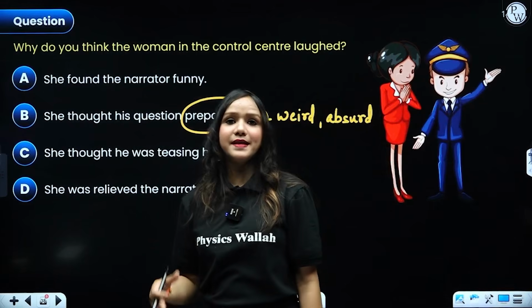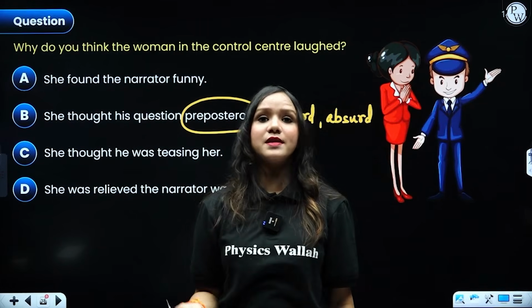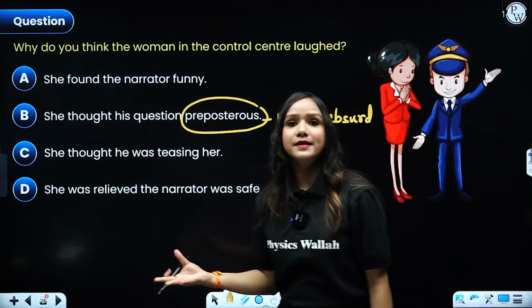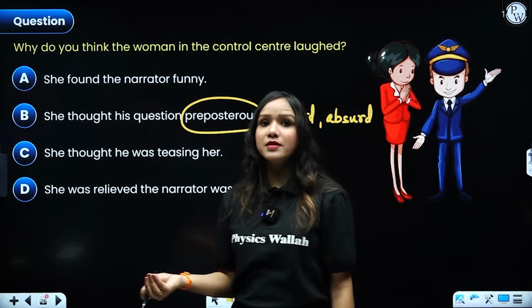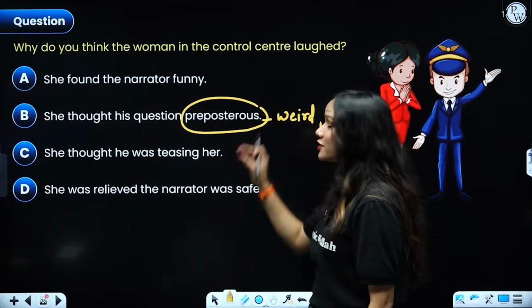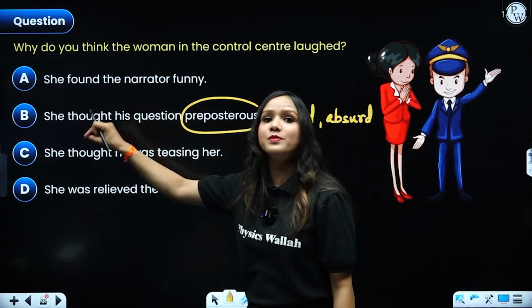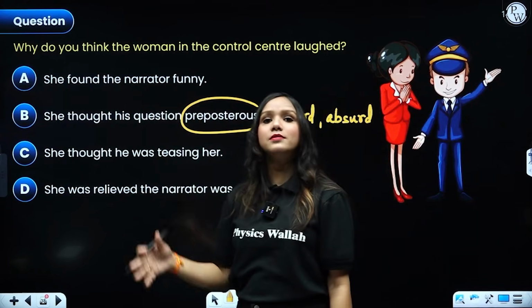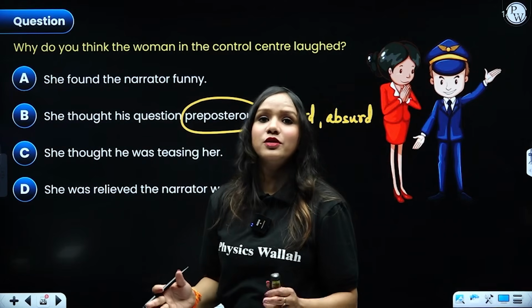As we've already read the text, we know that the woman in the control center was already laughing. She looked at the pilot in a very strange manner and then started laughing also, just because she found the question asked by the pilot extremely funny, because there was no such flight, there was no other flight, and all the flights had already been cancelled owing to the bad weather conditions.